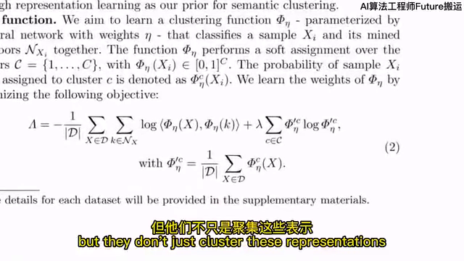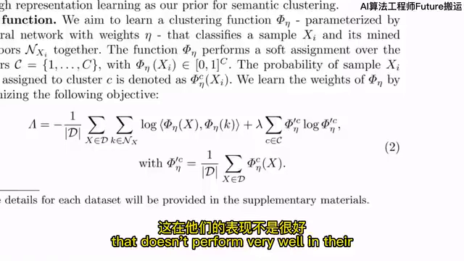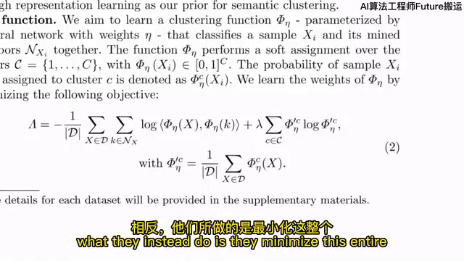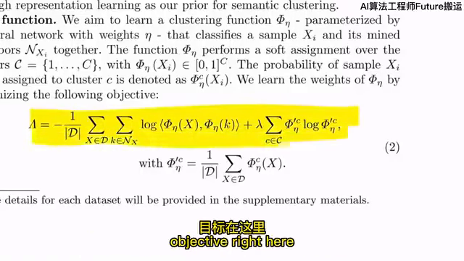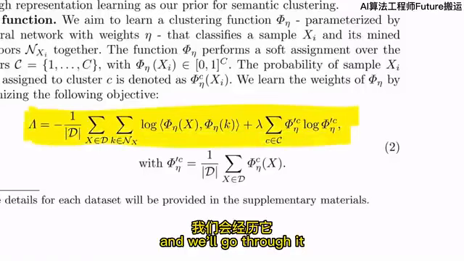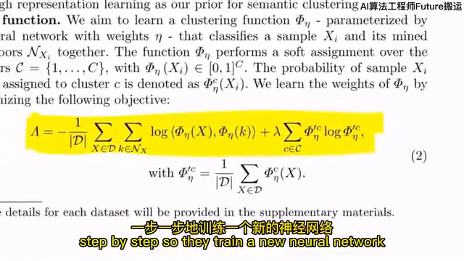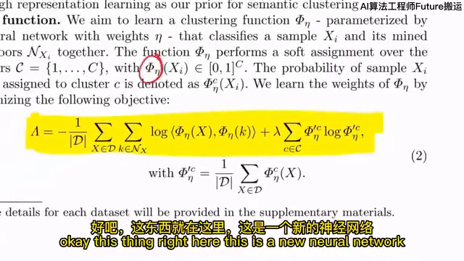Now they cluster, but they don't just cluster these representations. That doesn't perform very well in their experiments. What they instead do is they minimize this entire objective right here, and we'll go through it step by step. So they train a new neural network. Okay, this thing right here. This is a new neural network.